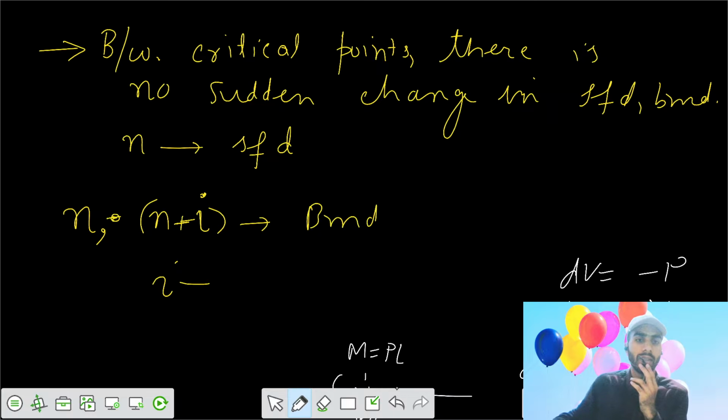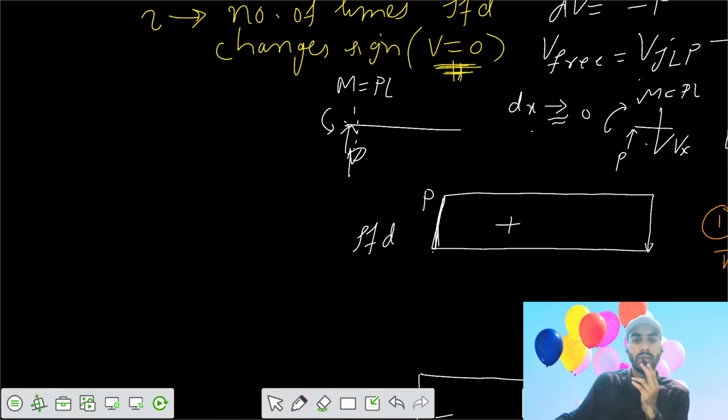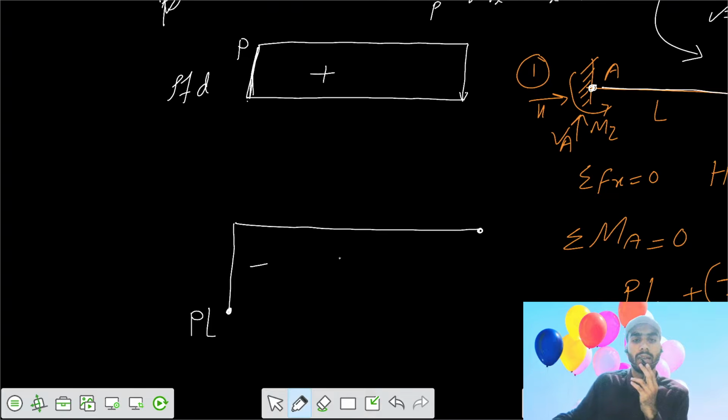That I equals the number of times your shear force diagram changes sign, or shear force becomes 0, or V becomes equal to 0. At that point we can have one more critical point for bending moment. So for this condition, there is no section where shear force is 0. We only have two critical points for bending moment also.